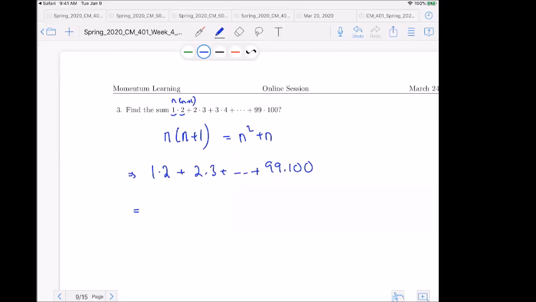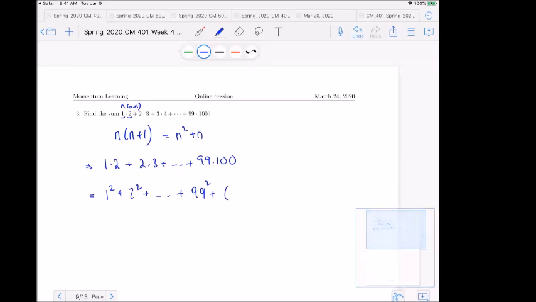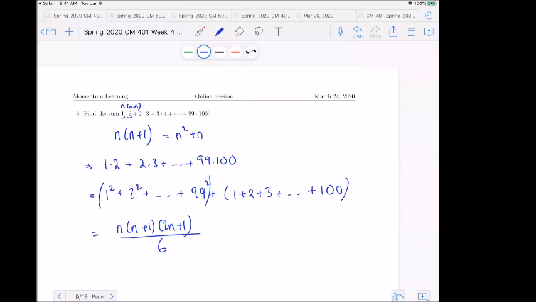We can write it in terms of what? We can write this as 1 squared plus 2 squared all the way to 99 squared, plus n, which is 1 plus 2 plus 3 all the way to 99. What is the sum of the squares? Does anyone know the formula for the sum of squares? It is equal to n times n plus 1 times 2n plus 1 divided by 6, plus n times n plus 1 divided by 2. I'm sorry, this goes to 99.